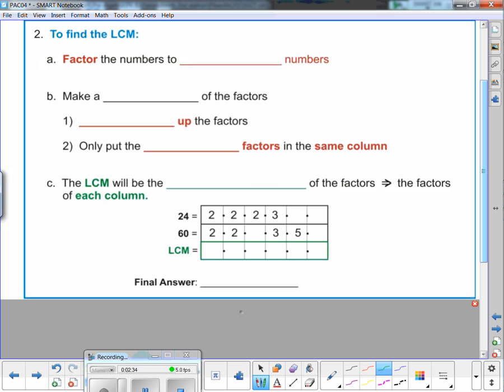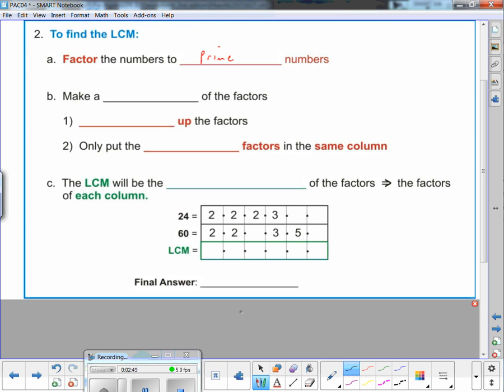All right, we start out just like a GCF. Factor the numbers into prime numbers. Same way, right? That's what we did with the GCF. We're going to do it with the LCM. Factor the numbers into prime numbers.